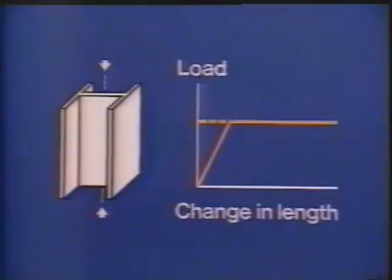If a stocky column with low L over R ratio, say 30, is subjected to axial compressive loading, it gradually shortens until the material yields. For such a column, failure essentially occurs when yielding has spread over the entire cross-section and along the entire length. The load shortening response of the column reaches a plateau.